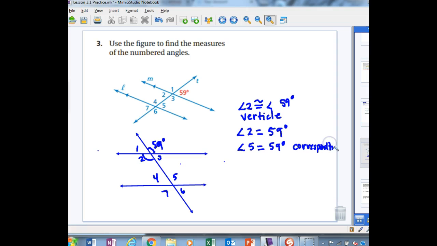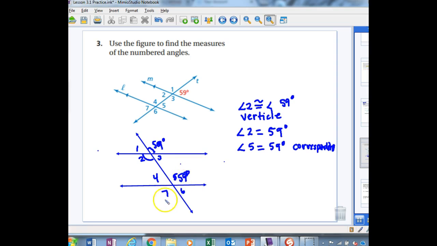What is that thing? Angle 5. This is angle 5. Why you put angle? Because it's an angle. Okay, so angle 5 is also going to be 59 degrees, correct?